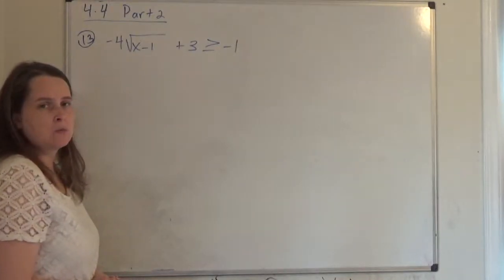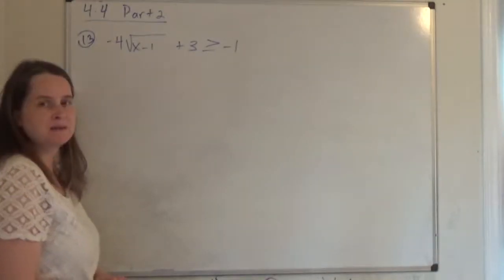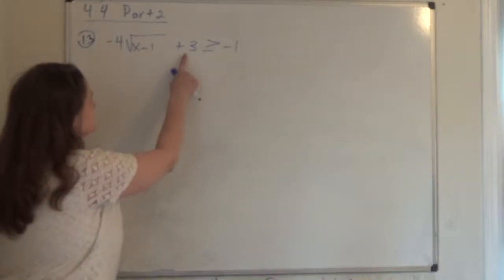But I'm going to start just like I would with an equation. My first step is to isolate the radical. So to do that, let's subtract 3 on both sides.